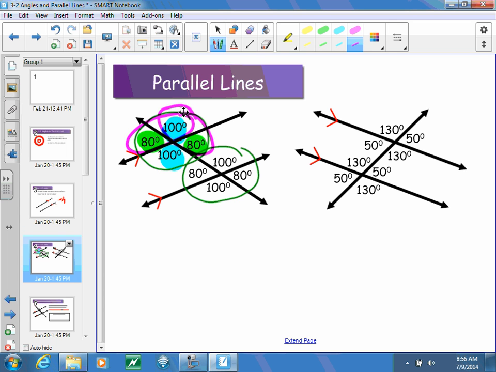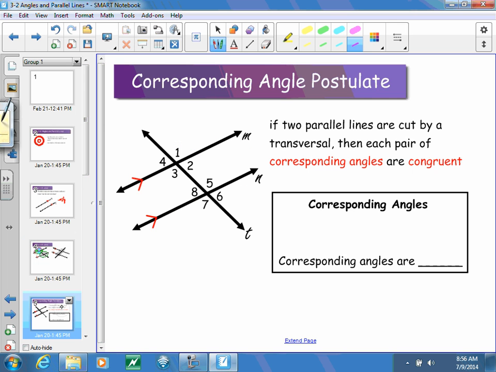Hopefully you're starting to see that those angles that are created up above here are the exact same angles that are created down below. Same thing over here. We've got 130, 50, 130, and 50. We have those same 4 angles down below. And this all comes with some theorems and some postulates that are used to show the different angle relationships that there are. So I'm going to start out by looking at what's called the corresponding angle postulate.